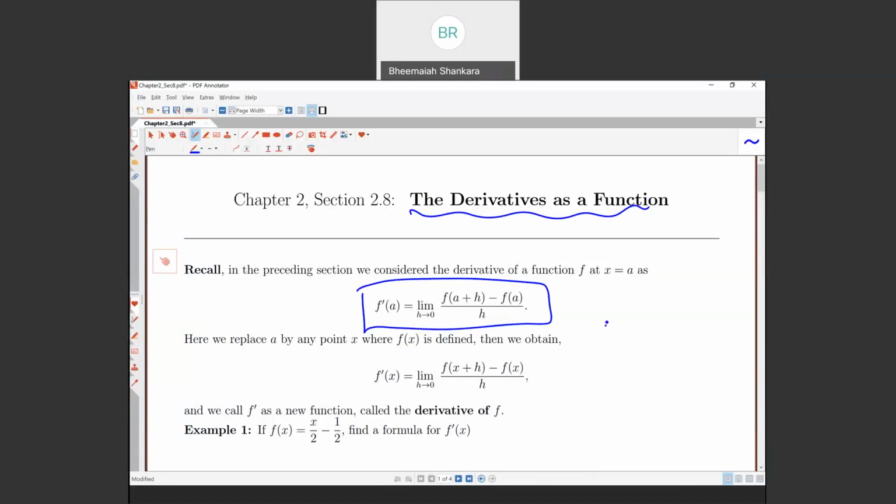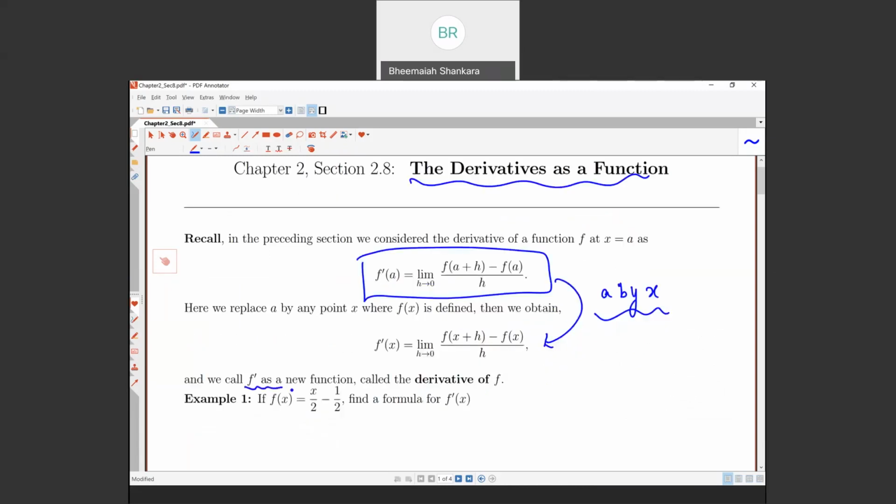So when we replace a by x, we have this definition. f prime of x is the limit as h approaches 0 of f of x plus h minus f of x, divided by h. Here f prime is a new function, and we call it the derivative of the function f.